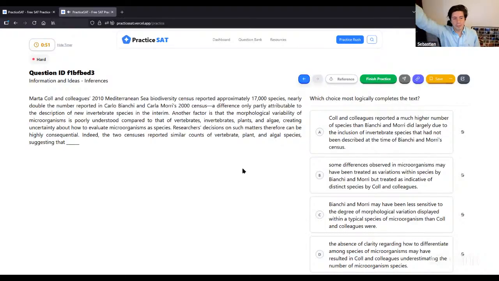All right, so one thing I want to point out is they often have proper nouns in these. But do I care about the proper nouns? Not really that much. Only if they come up in the future. I don't want to get hung up on the things I don't know. So Cole and colleagues reported a much higher number of species than Bianchi. So Bianchi had 2,000. Cole and colleagues had 17,000.